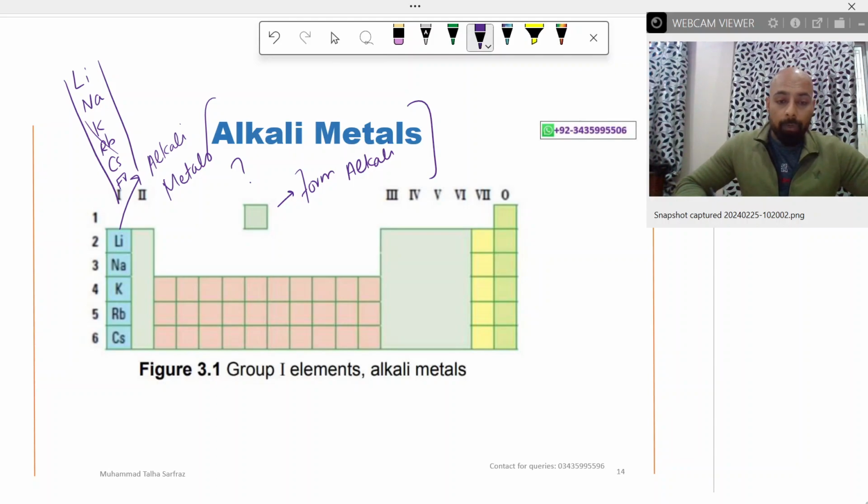Okay, so alkalis are the hydroxides of metal. So alkali metals react with water to form alkalis, right? And they also produce hydrogen gas. So let's study their properties first of all. Like, what are the properties that we have to study?